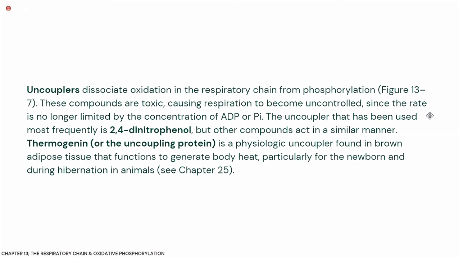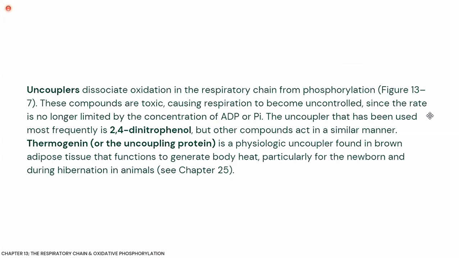The unused heat or energy is converted to heat. So this is the use of thermogenin for that brown adipose tissue. So that this adipose tissue uncouples phosphorylation from respiration. It uncouples. So there is no ATP formation. So the energy is converted to heat.